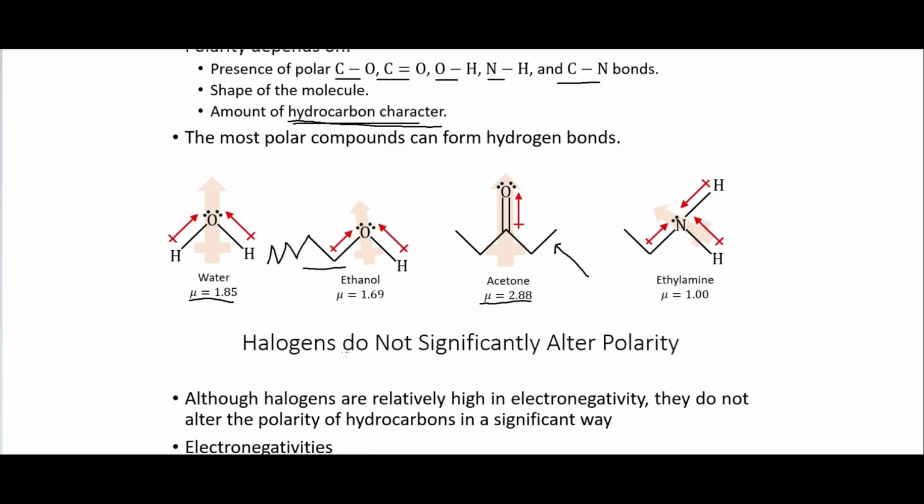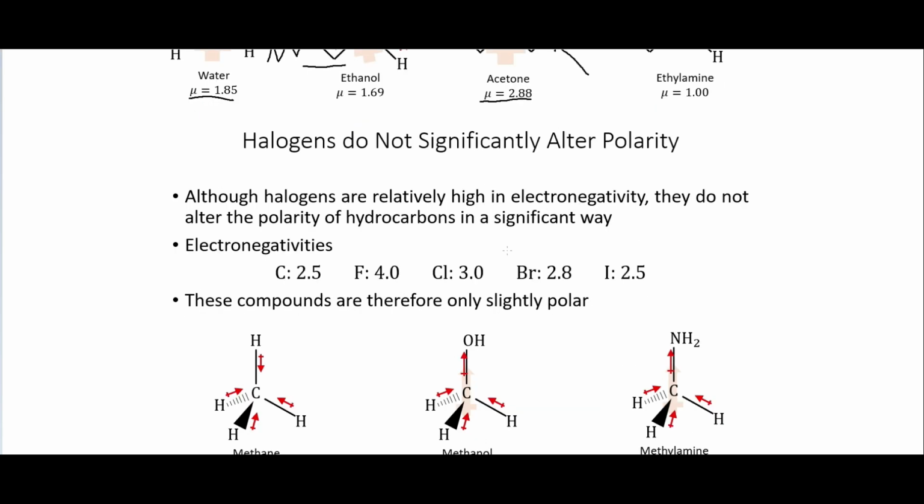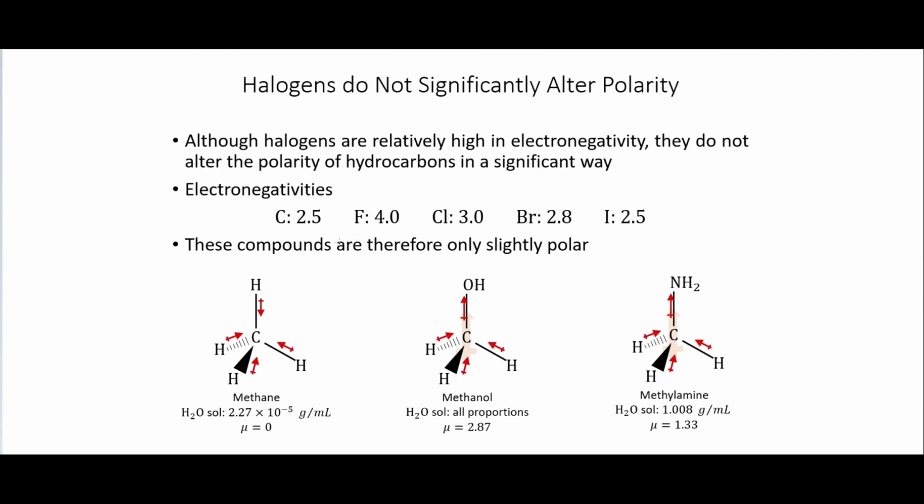And so halogens do not significantly alter polarity. This is one of those things that can be a little bit confusing because these halogens can have quite high electronegativities compared to carbon, for instance, which has 2.5, where fluorine has 4, which is the highest electronegativity. We see that when we get to chlorine, bromine, and iodine, it starts making a little bit more sense why this would not alter the polarity very much. And so these carbons with these halogens bound to them are not going to be significantly more polar than just a regular hydrocarbon.